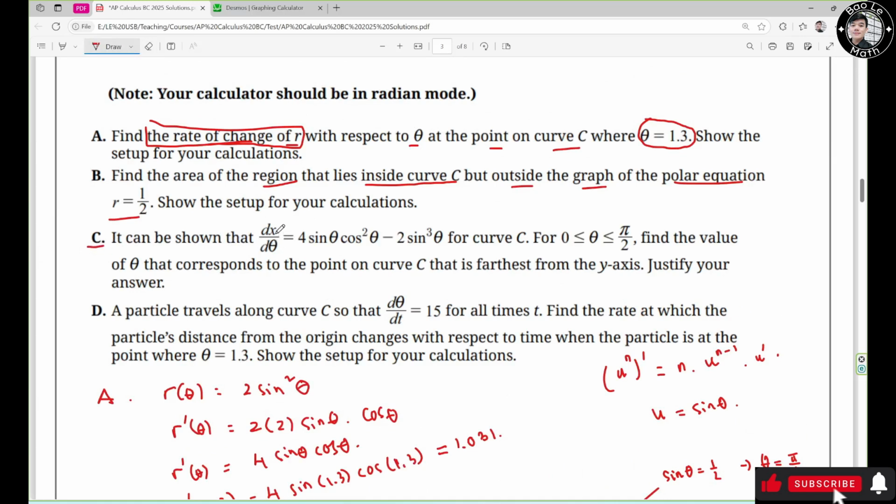It can be shown that dx over d theta equals 4 sine theta cosine squared theta minus 2 sine cubed theta for the curve C for theta from 0 to pi over 2. Find the values of theta that correspond to the points on the curve C that are farthest from the y-axis.